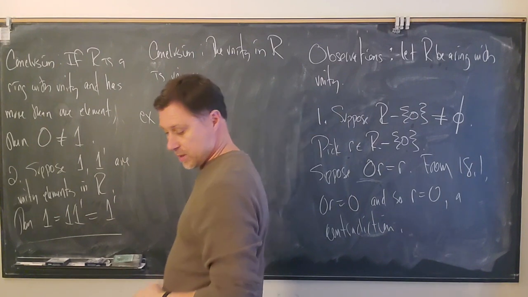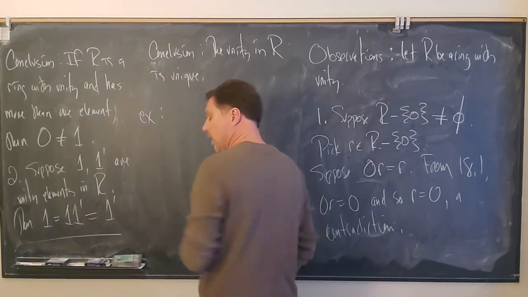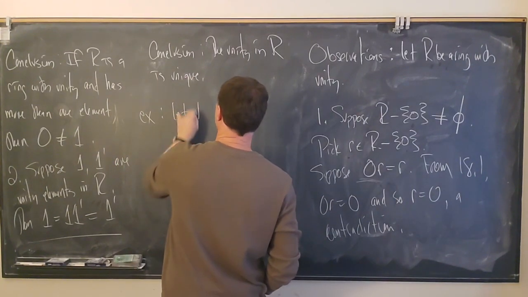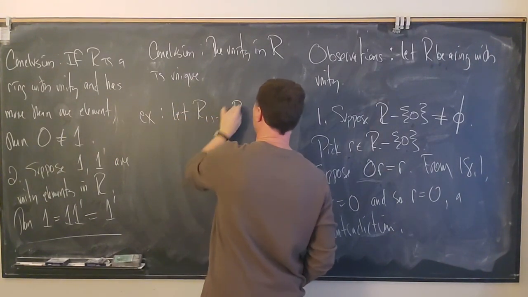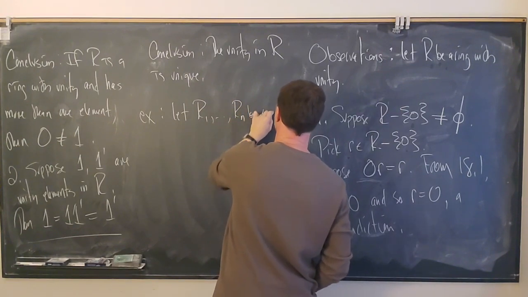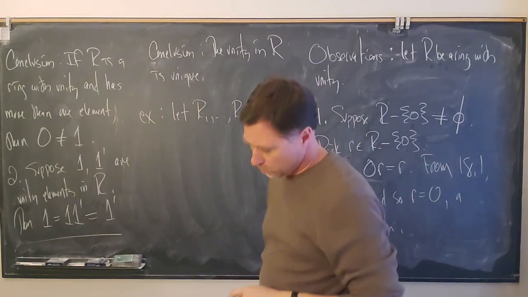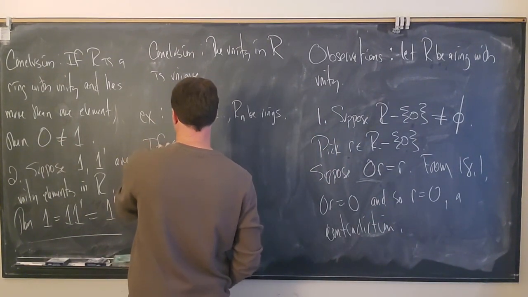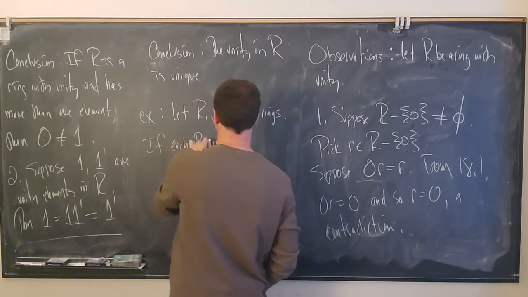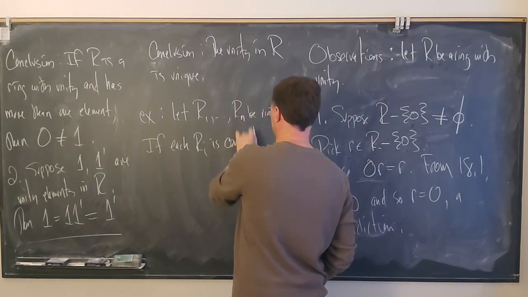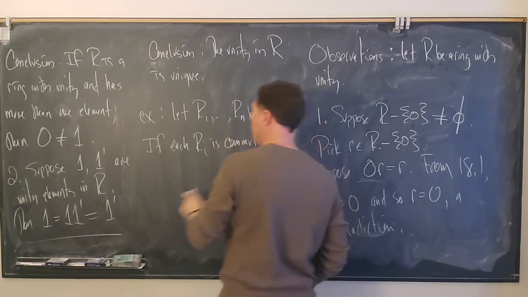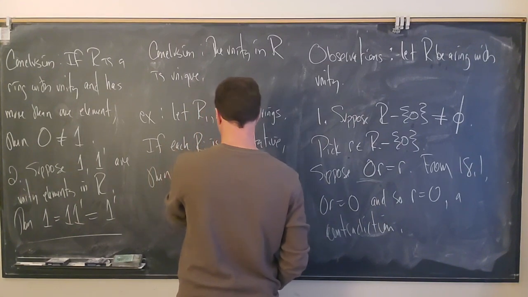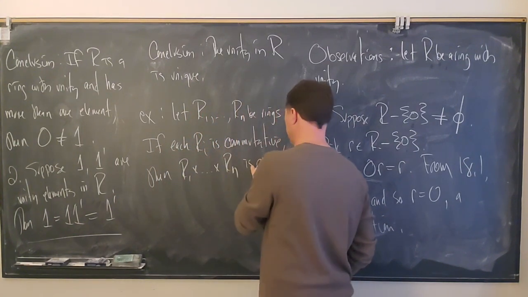So, some more examples. Let R1 up through Rn be rings. If each Ri is commutative, then when you look at the direct product R1 cross ... Rn, this is commutative.